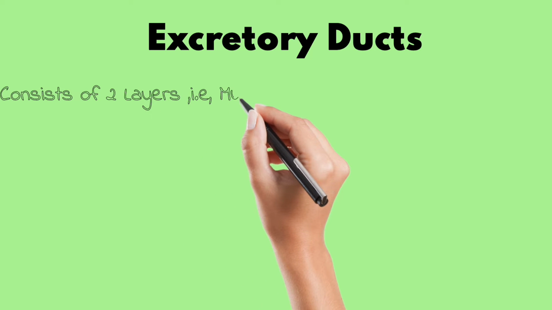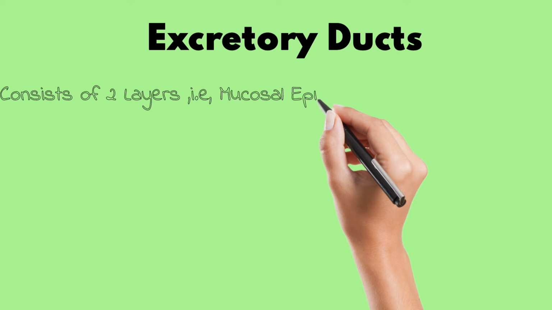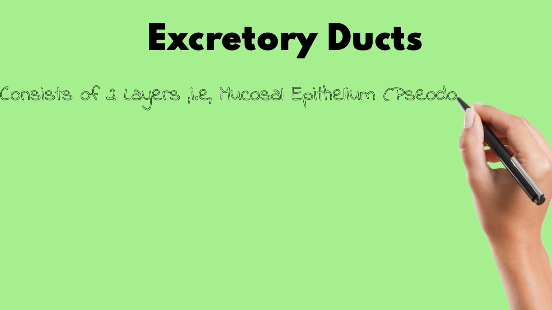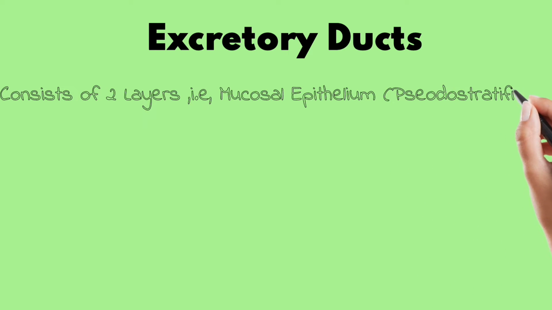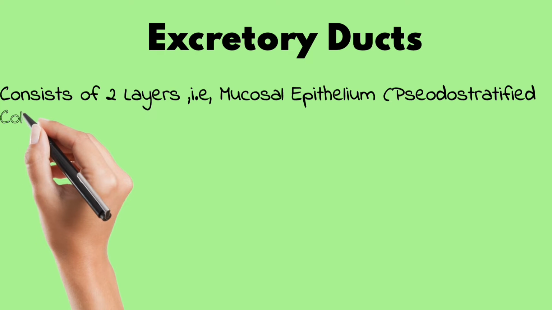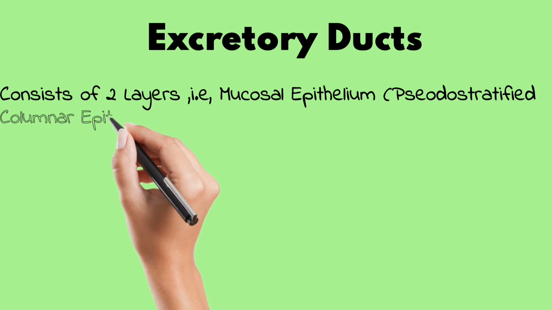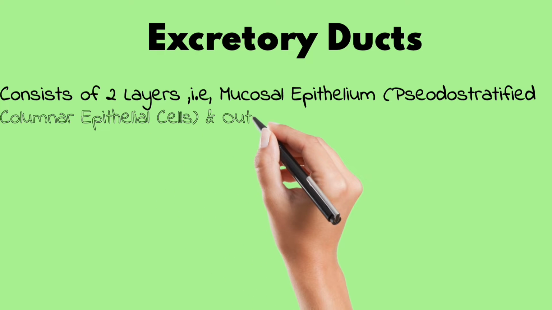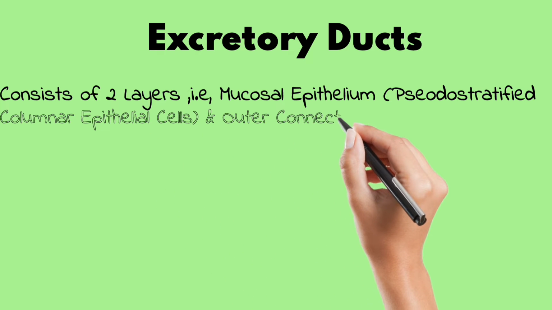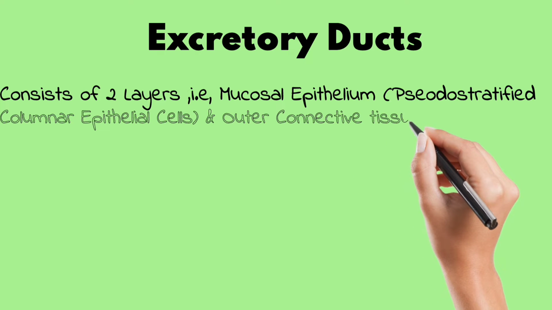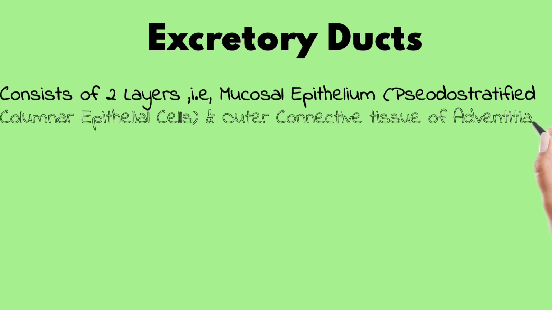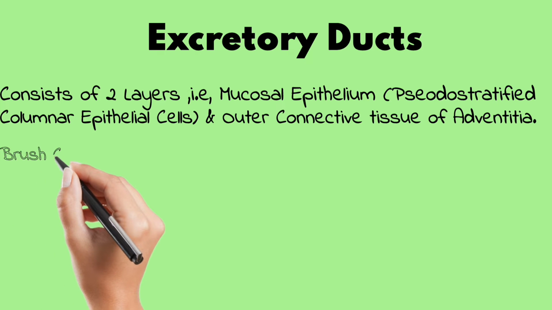These are the mucosal epithelium layer, which has pseudostratified columnar epithelial cells, and the outer connective tissue layer containing adventitia. Also, brush border cells, dendritic cells, lymphocytes, and macrophages are present in the excretory duct. The excretory duct also releases a very important substance, that is mucin, in the saliva.